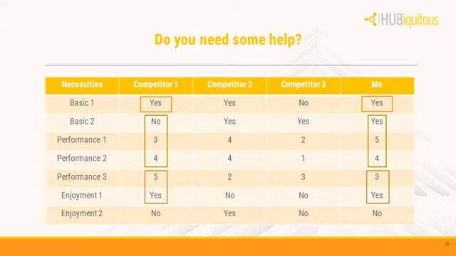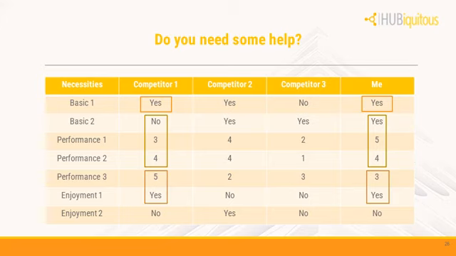The basic necessities could or could not be met, as we can see here. The performance necessities have a rank from 1 to 5. So you have to put this score on the different necessities according to the different solutions that you have identified. And then the enjoyment necessities could or could not be present in your solutions.